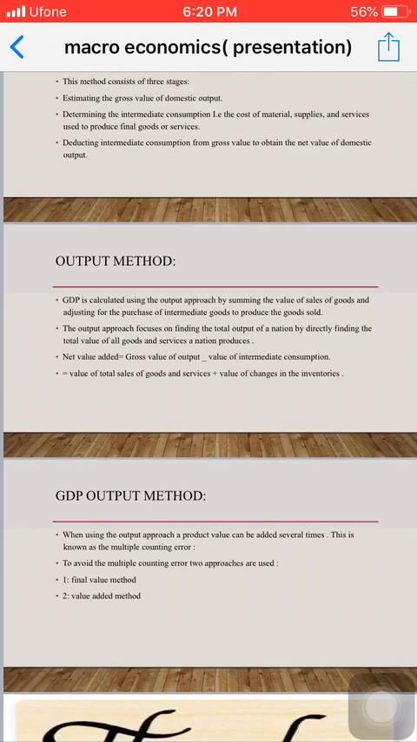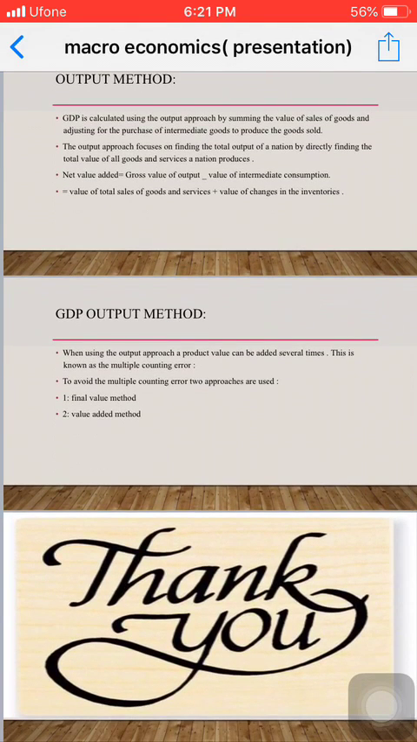How do we get the value added? Value added is the difference between the final value of the product and the cost value of intermediate inputs. The final value of the output is known as gross value of output, GVO.